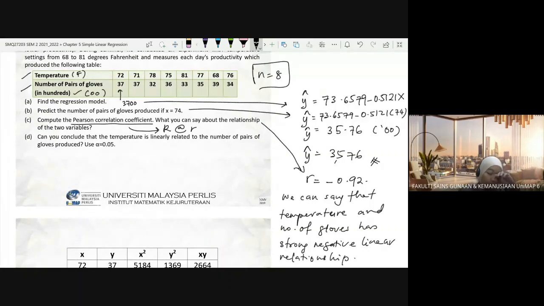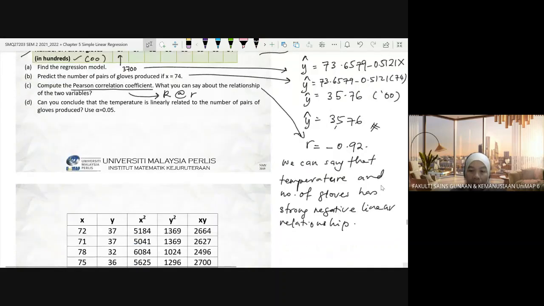So your proper comment would be important for your marks later on. If you just say strong negative relationship without the linear, marks will be deducted from your answer. So please be careful with all the correct terms that you need to use for your conclusion.